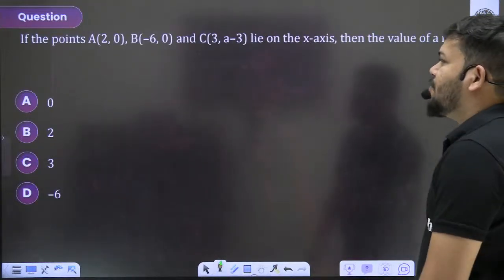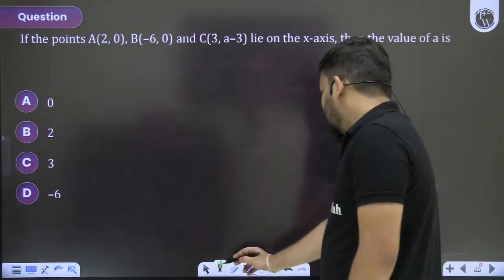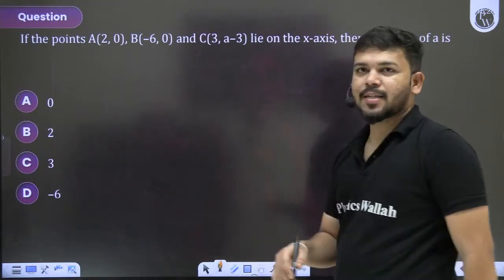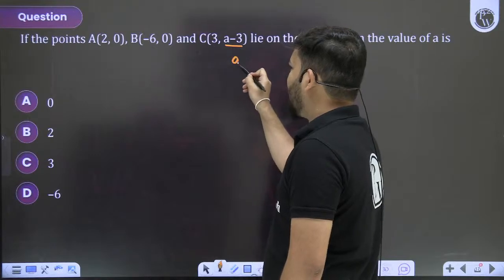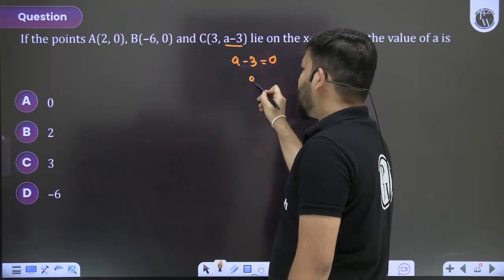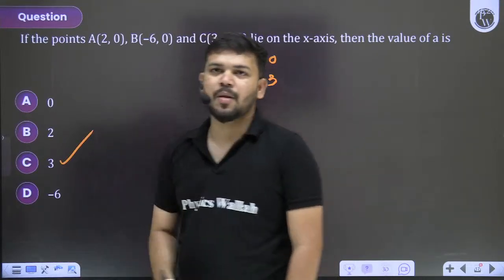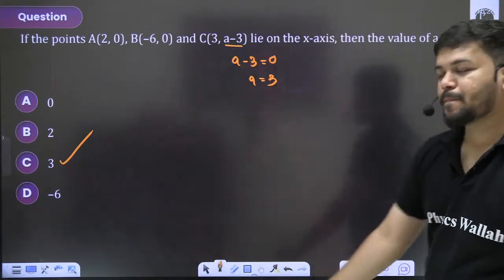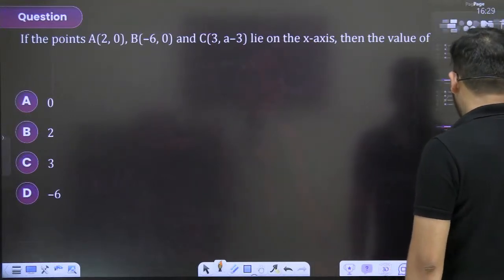Next one: if these 3 points lie on the x-axis, find the value of a. Lies on the x-axis means y value should be what? 0. So I need to make it 0. So a minus 3 will be equal to 0. Then a will be equal to 3. Then which option is the correct answer? Option C will be your correct answer, right? Next question, I think it's the same repeated question, right?